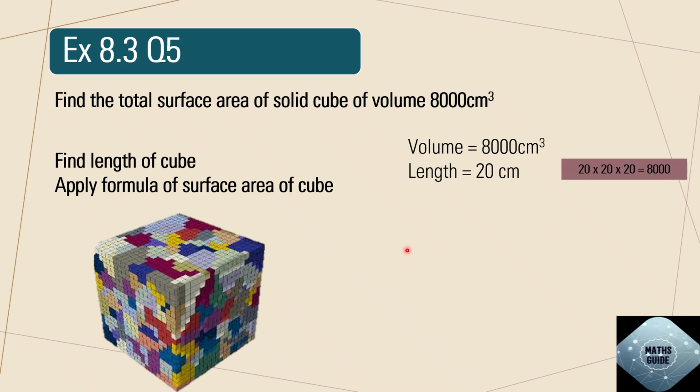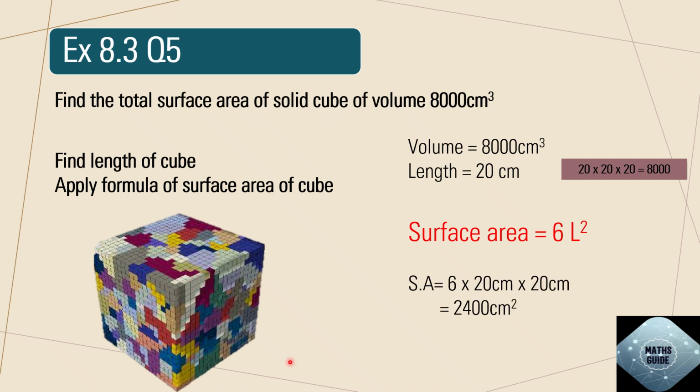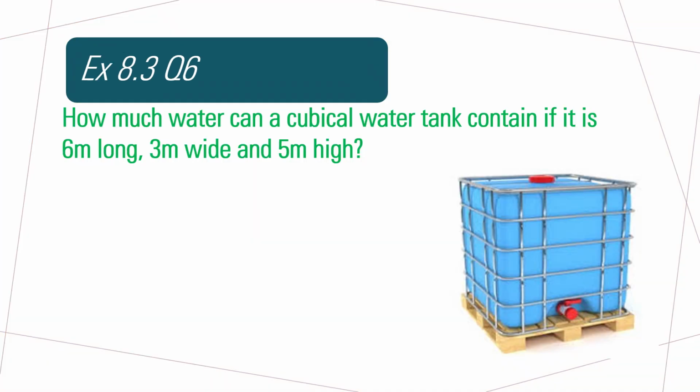Now the length is known. Now we can easily find out its surface area, and the formula for the surface area of a cube is 6L square. Now let's find out L square first, which is 20 into 20, and we will multiply it by 6 to find out the total surface area of all 6 sides, and we get 2400 centimeter square as the total surface area of this cube.